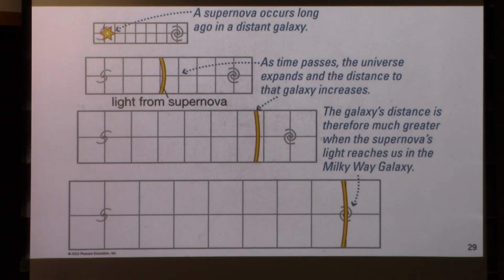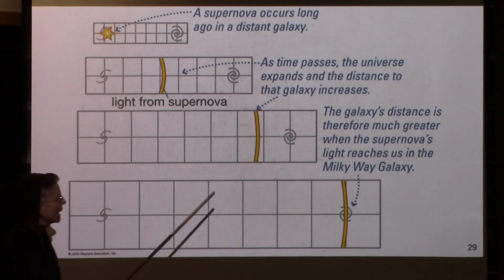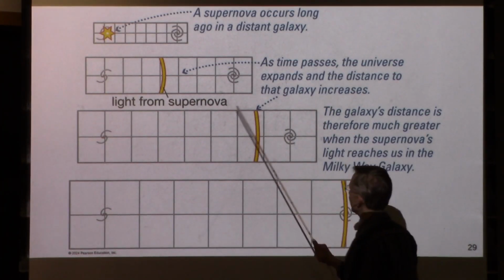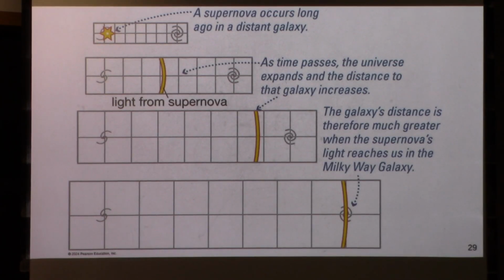But wait a minute. Let's see. Here is a supernova happening long ago in a distant galaxy. They're so bright we can see them across the universe. As time passes, the universe expands and the distance to that galaxy is increasing. The galaxy's distance is therefore much greater when the supernova's light reaches us today in the Milky Way galaxy. And so if we are calculating the distance based on the inverse square law, there are a couple of things in play, and we'll say more about this when we do the cosmology chapter.